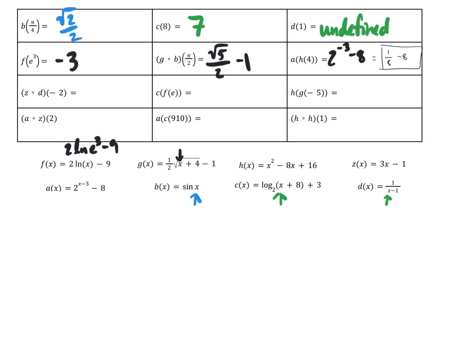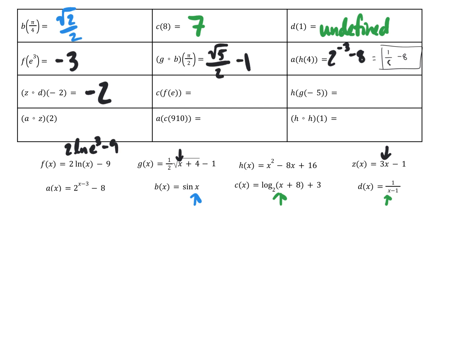Z of d composed with 2. So I got to do d of negative 2. D of negative 2 is 1 over negative 3, so negative 1/3. Then I'm putting that in here, and I get negative 1 minus 1 more is negative 2.